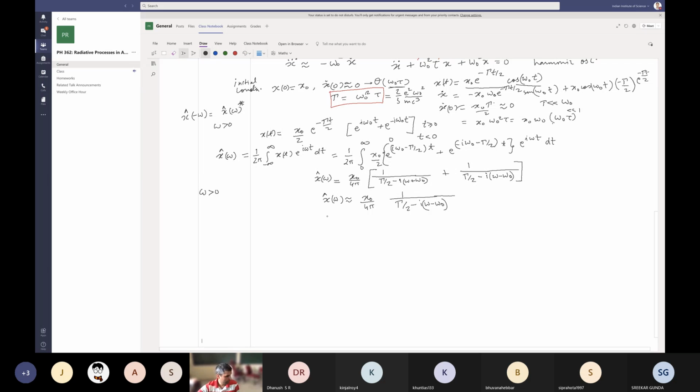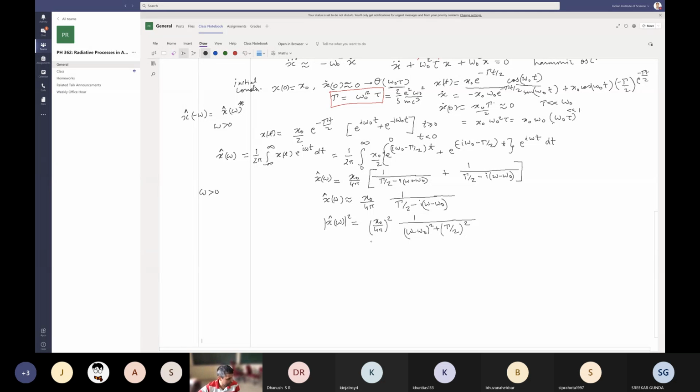What about the Fourier amplitude squared? That's equal to x naught by 4 pi squared, 1 by omega minus omega naught squared plus gamma by 2 squared. Okay. So basically, this is your power in your displacement in the Fourier space.